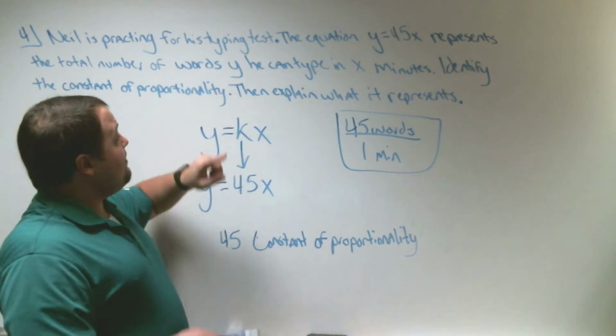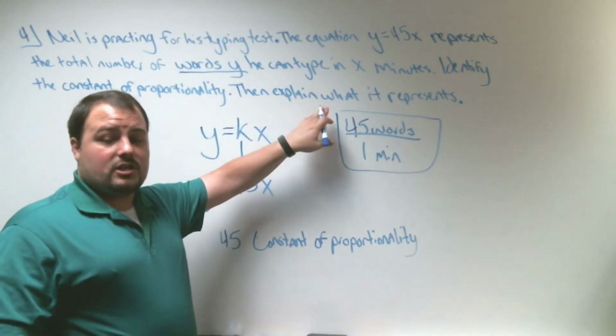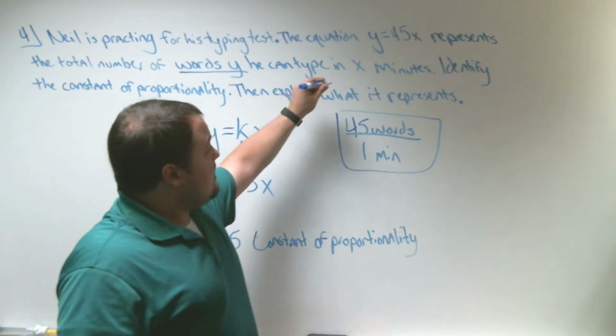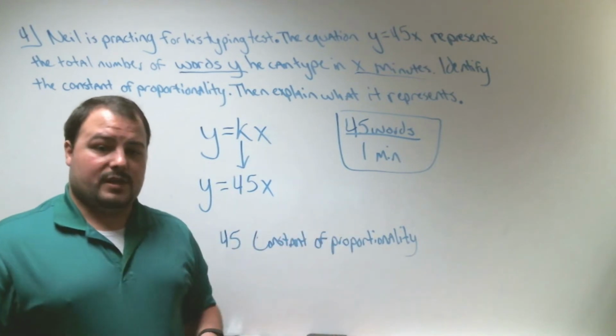And if you read in the problem, they tell you that words is the y value, and remember that direct variation is y divided by x. And they say x is minutes, and so that's why I labeled it as words and minutes.